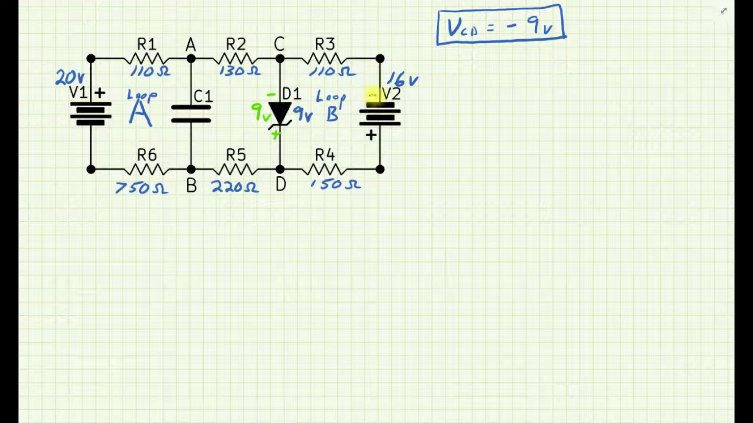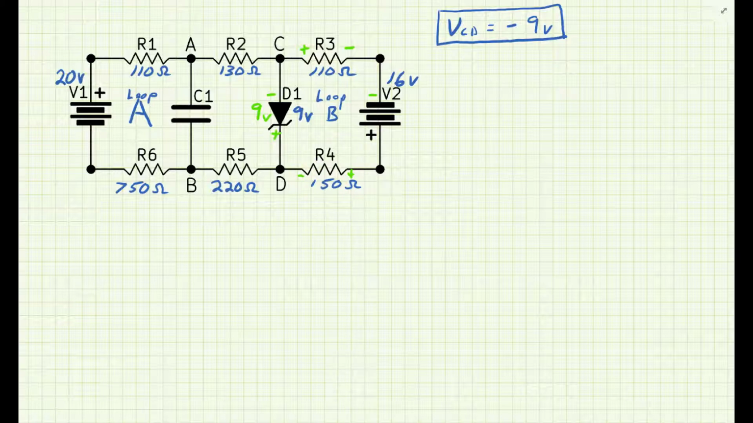Since I have that polarity, I'll keep the polarity for that V2, and nothing should have changed for the polarities on those resistors. Those are all series aiding. The power supplies will keep those polarities the same, and they aren't fighting each other. So I'll write those polarities in as well, plus to minus. Now my loop B, the smaller of the two loops, I've got all my polarities written in.